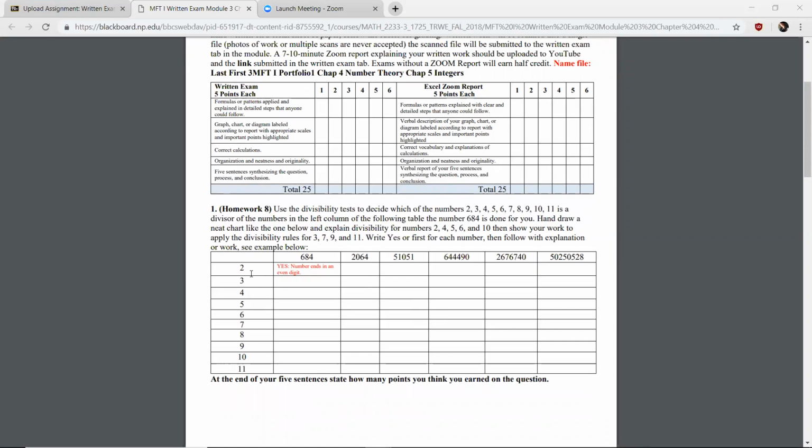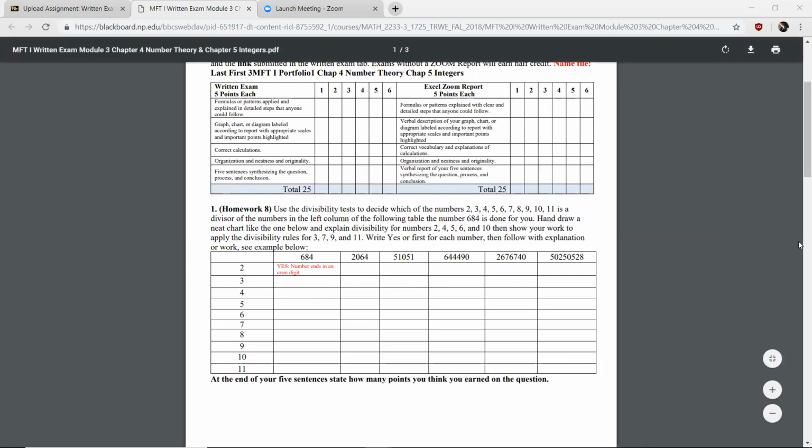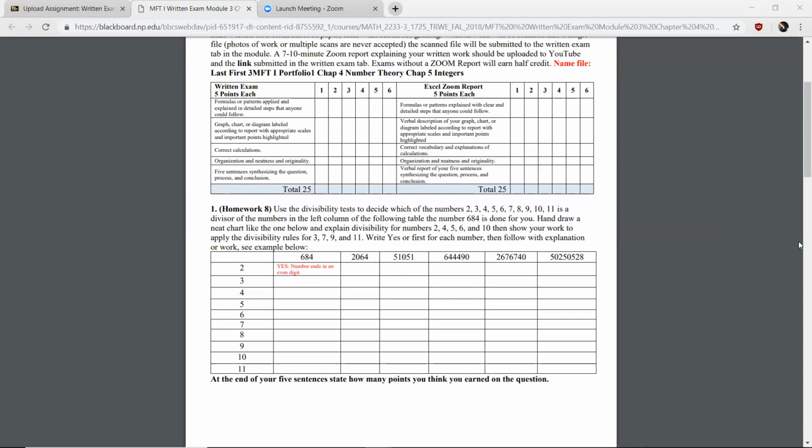So our even numbers are 0, 2, 4, 6, 8, and 10, and then that pattern just continues on. For this one, it ends in an even number, and this was already filled in, so yes, it is divisible by 2. This is an odd number, so it is not divisible by 2. The same pattern goes on throughout all the numbers. We can just look at the last digit and see if they're divisible by 2.